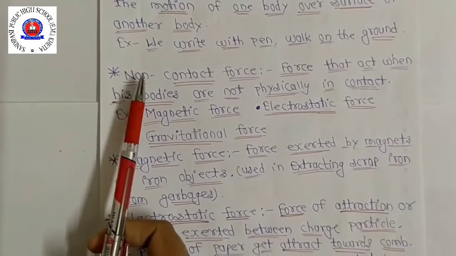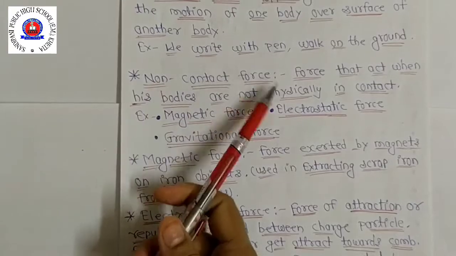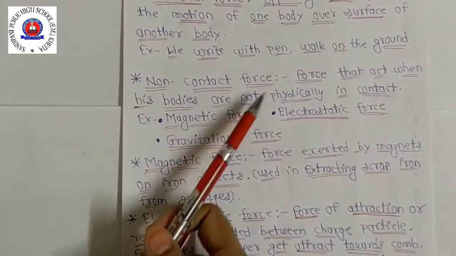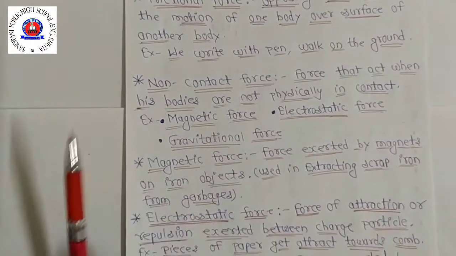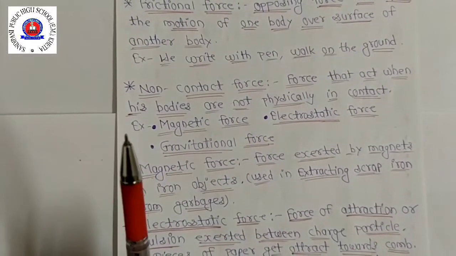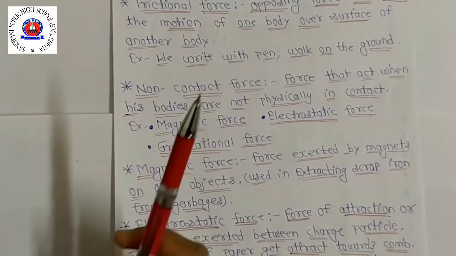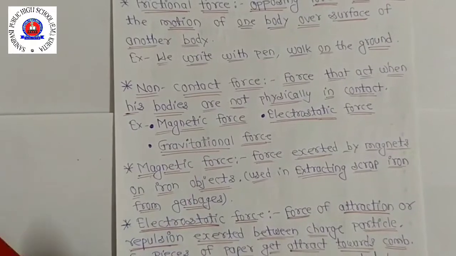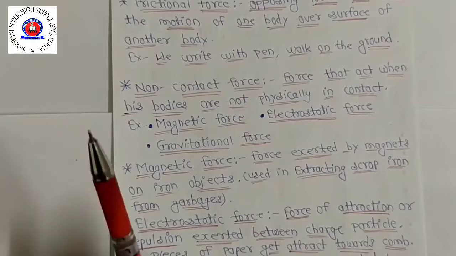Next type of force is non-contact force. Means the bodies contact में नहीं होती है, so that is called the non-contact force. So it is a force that acts when bodies are not physically in contact. Examples: magnetic force, electrostatic force and gravitational force. Attraction or repulsion between objects, okay, can also be seen as another form of pull or push. Okay, do you have to bring the magnets in contact for observing the force between them?